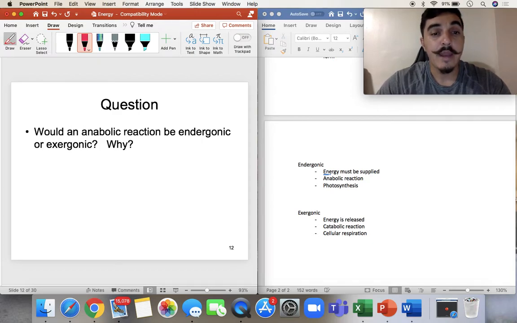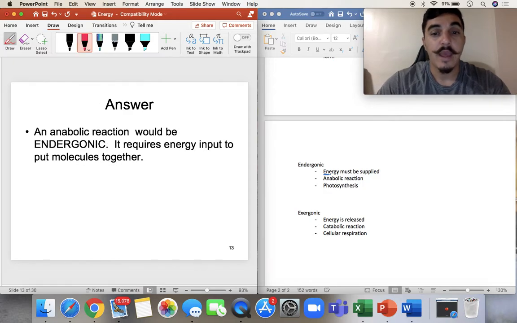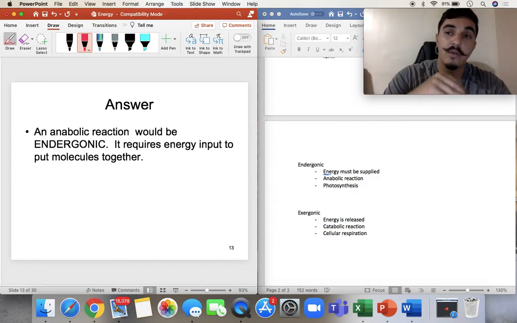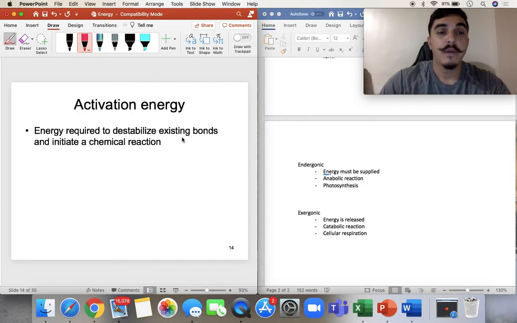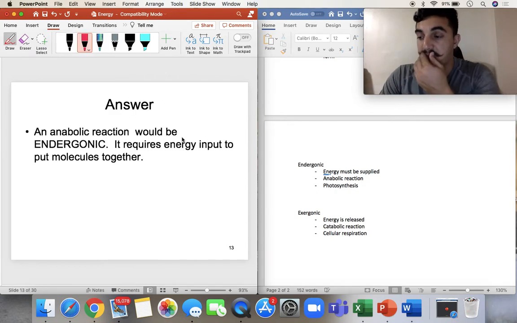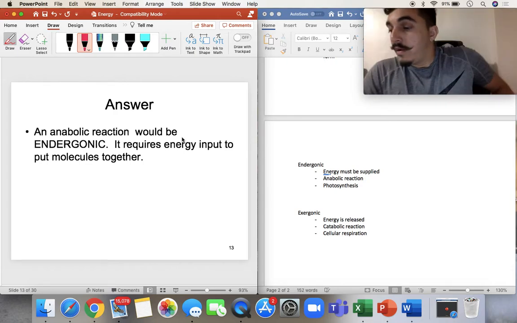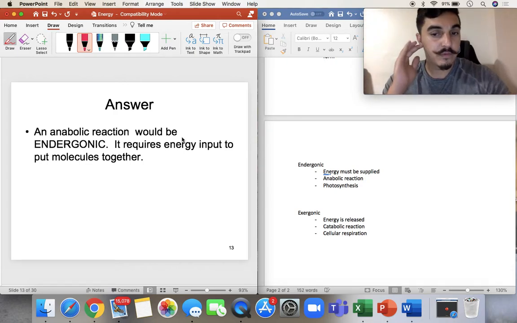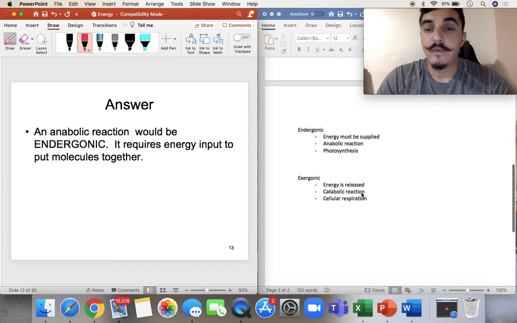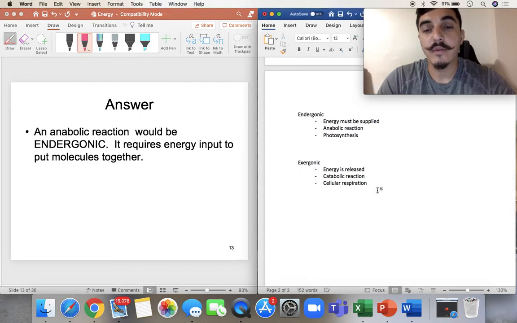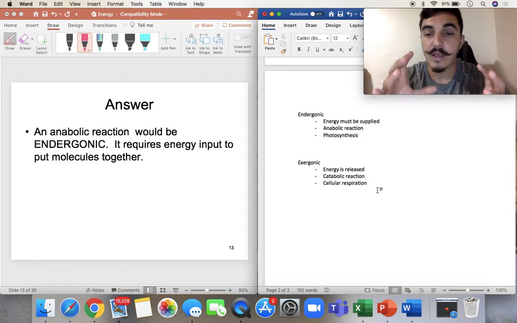So question, would an anabolic reaction be endergonic or exergonic? Oh, you have it in your notes. Anabolic reaction would be endergonic. It requires energy input to make molecules, okay? So that's that. Okay, cool. Photosynthesis, cellular respiration. Again, these are just terms and definitions that we're going to use the next couple of weeks, okay? So it's important to lay that foundation down. Make sure we have these terms down.